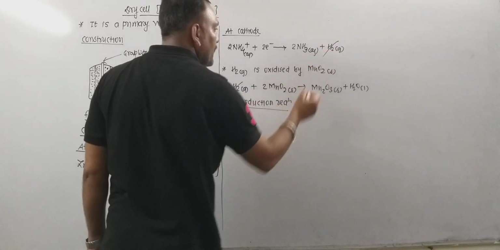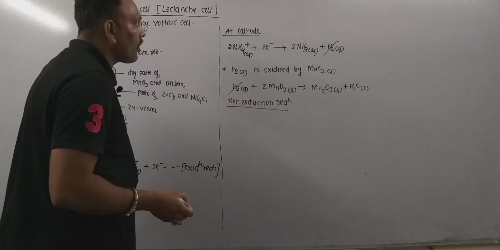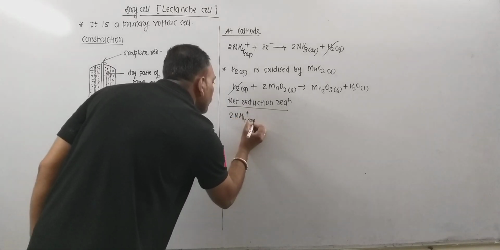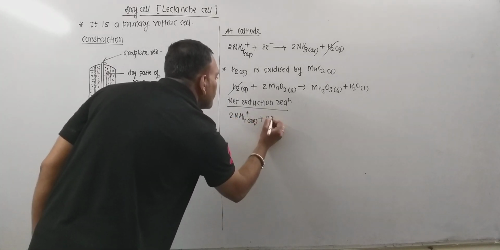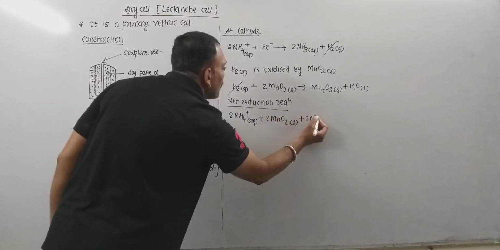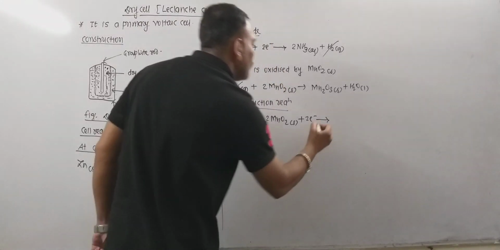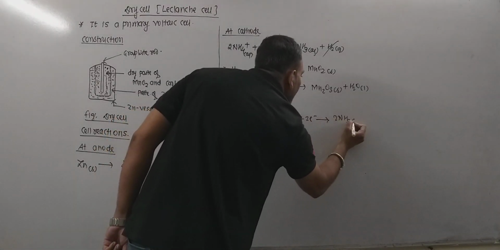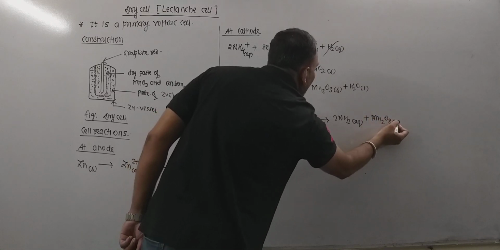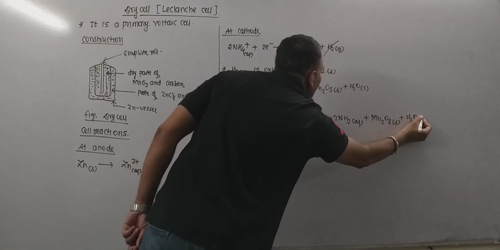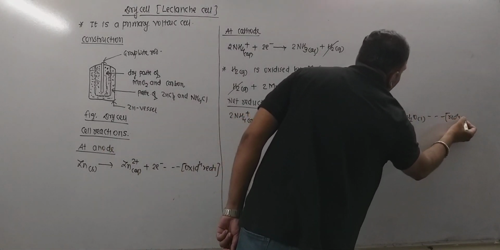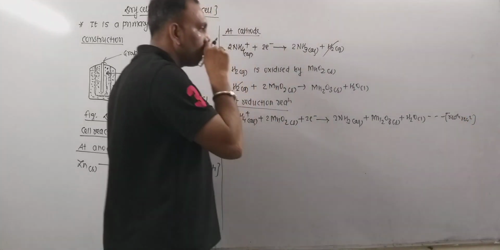So H2 gets cancelled, and what remains then? 2NH4+ (aq) + 2MnO2 (s) + 2e- gives 2NH3 (aq) + Mn2O3 (s) + H2O (l). So this is the net reduction reaction taking place at the cathode.